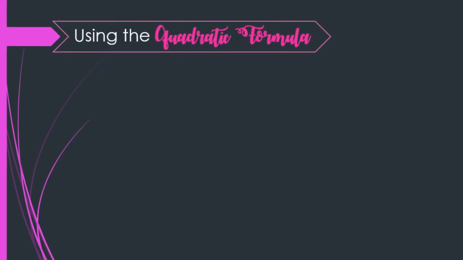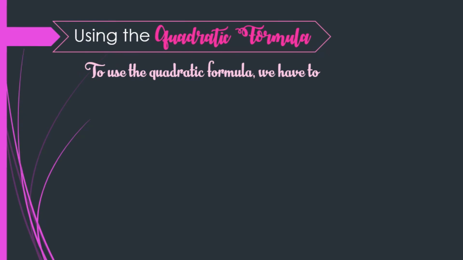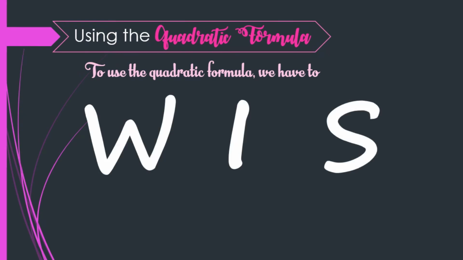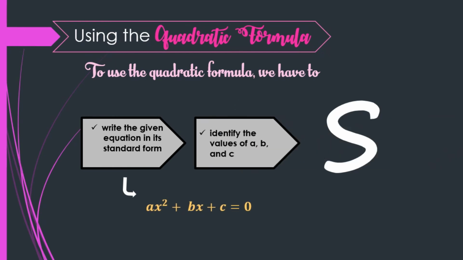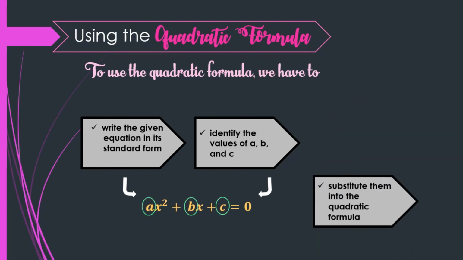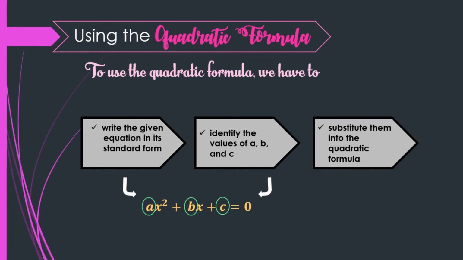Let's now have our last but not the least method, which is using the quadratic formula. To use the quadratic formula, we have to WIS. What is WIS? First is the W, which is write the given equation in its standard form. As we all know, the standard form is ax squared plus bx plus c is equal to 0. The next is the I, which is to identify the values of a, b, and c. And lastly is the S, which is to substitute them into the quadratic formula.